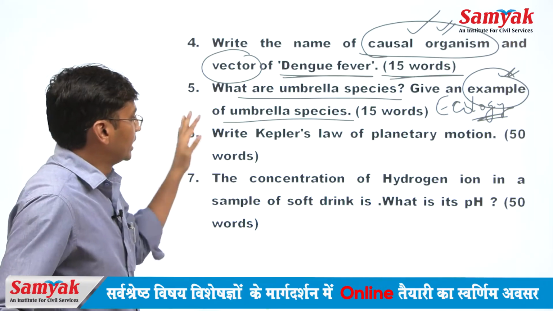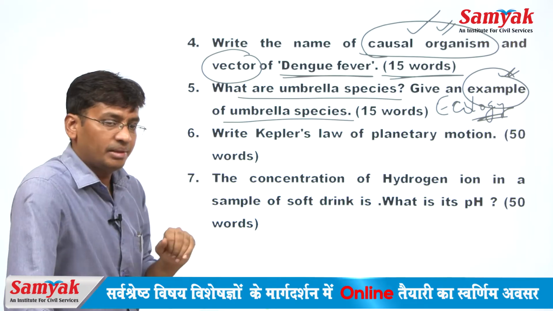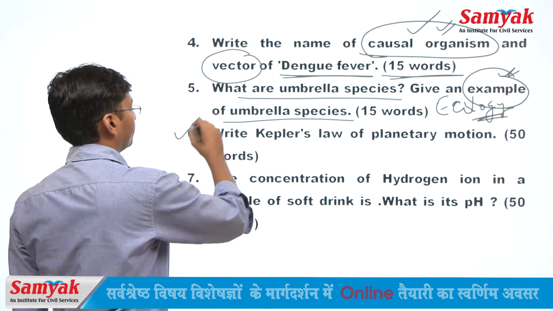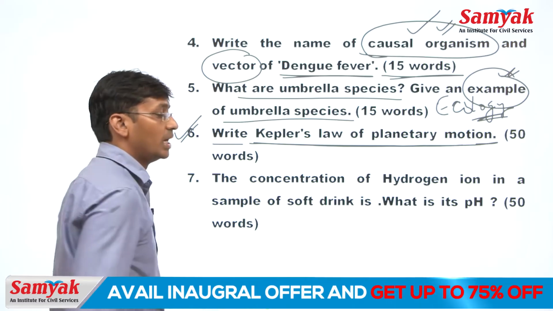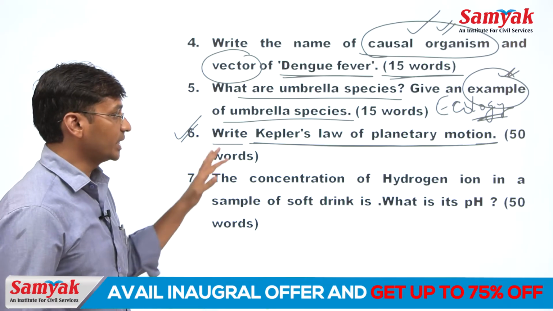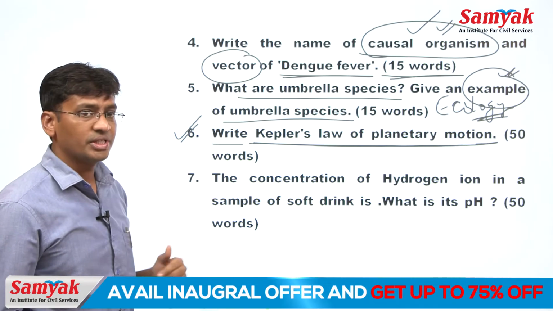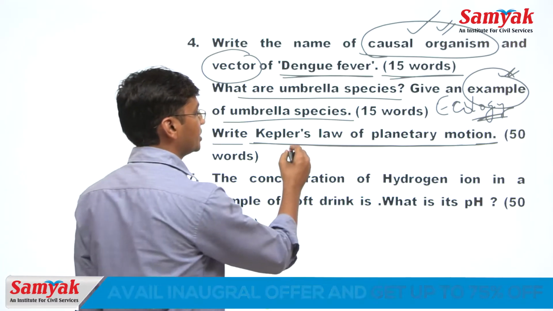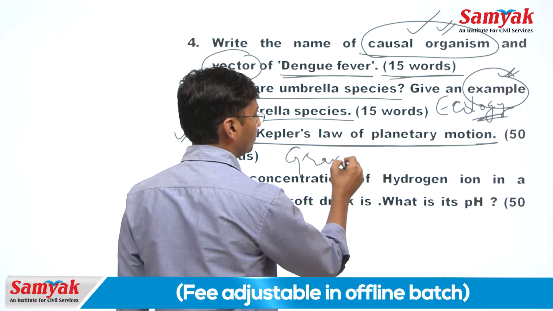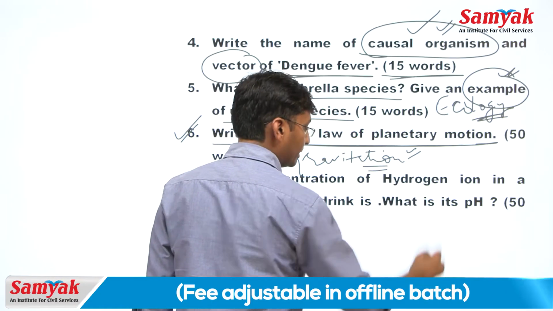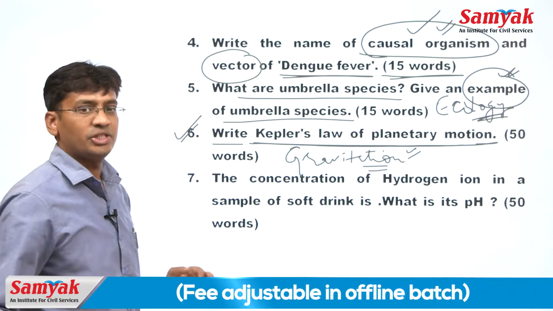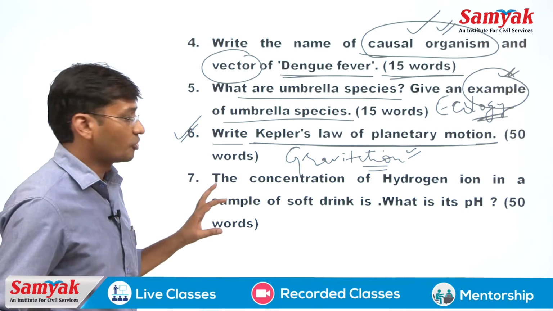then you will be able to answer this question easily. Next is, write Kepler's laws of planetary motion, in 50 words. Write Kepler's laws of planetary motion. Actually this chapter was included in the RS mains examination, it is a topic related to gravitation, but now it is not included in our syllabus, that is why there is no need of discussion over this question.